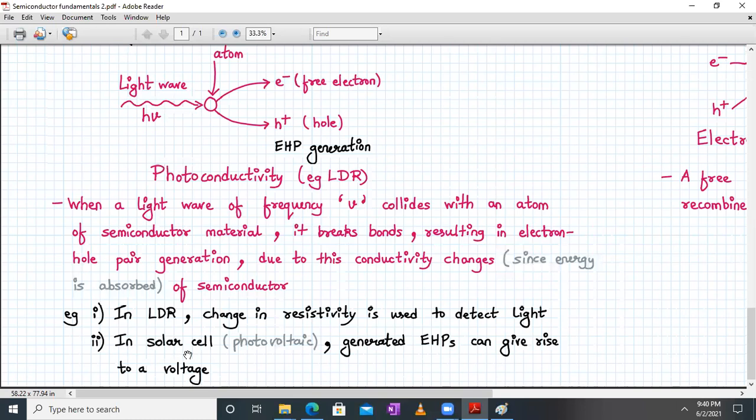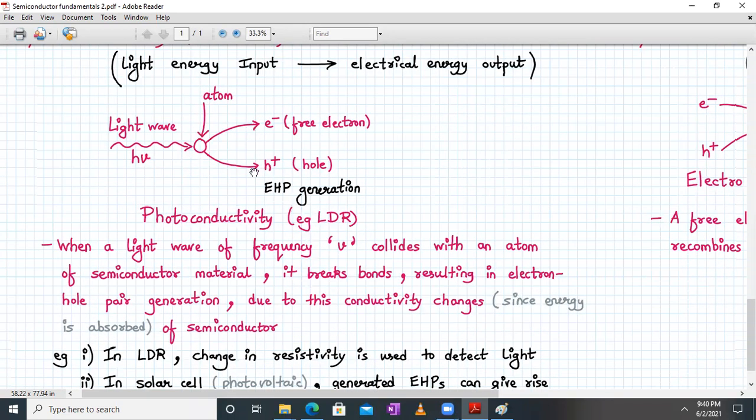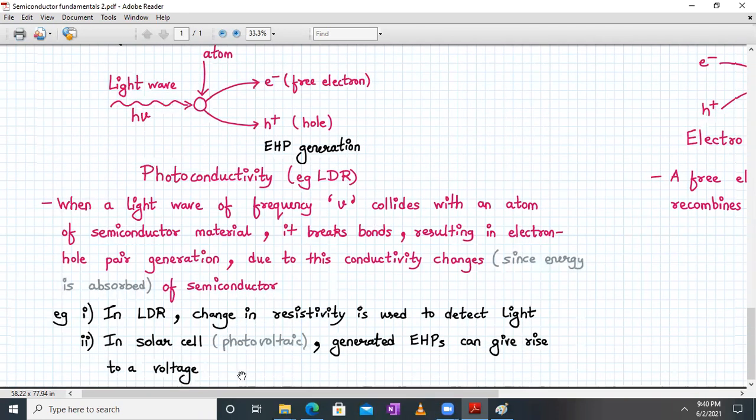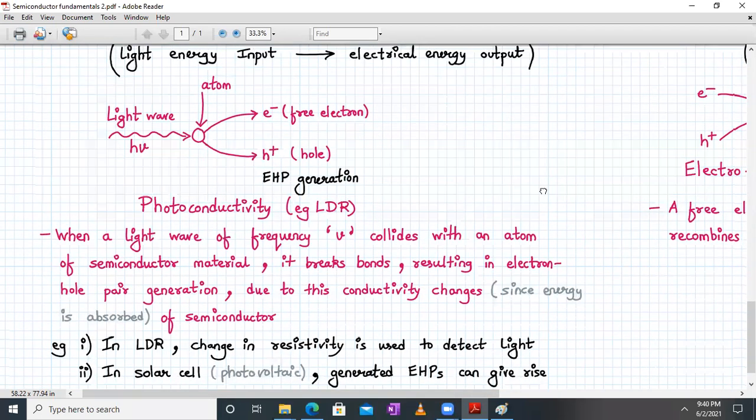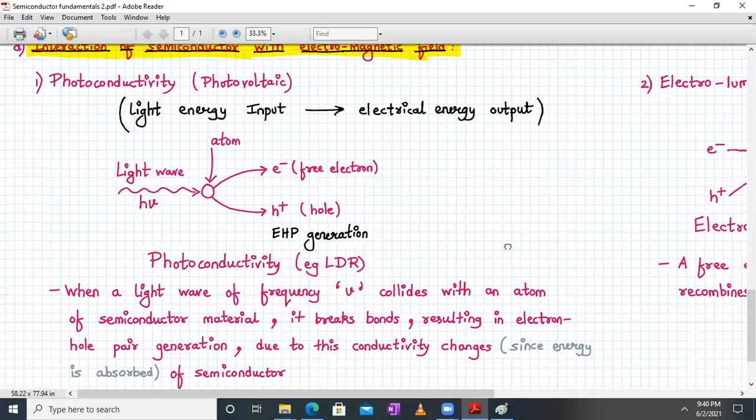And in a solar cell, the most famous form of renewable energy, which is photovoltaic, the generated electron-hole pairs give rise to a voltage. You remember a solar cell depends upon light. When light falls on the solar cell, it gives us electrical voltage. It is the same concept here. Whenever we have a very high concentration of electron-hole pair generation, it can lead to a rise in voltage or, in some cases, current. So this is about photoconductivity and photovoltaic.